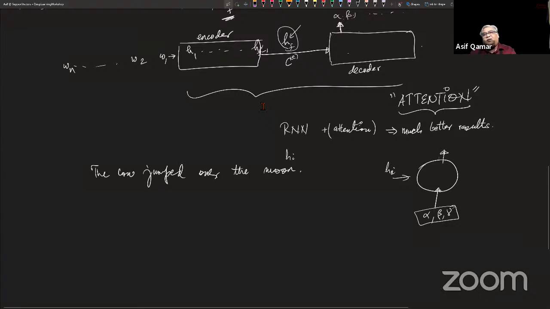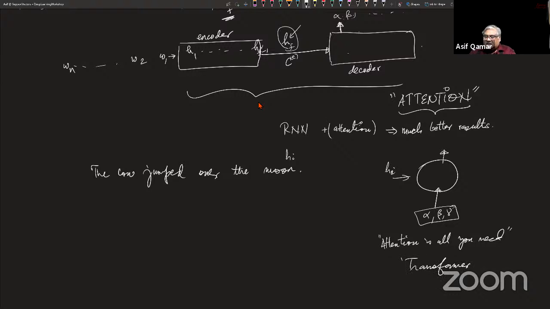So then came, in December 2017, a landmark paper, which has become almost a favorite phrase within the NLP community: Attention Is All You Need. This paper introduced the concept of the transformer, and it claimed that you can do everything you were doing with the RNN, or RNN plus attention, by throwing away the RNN altogether.